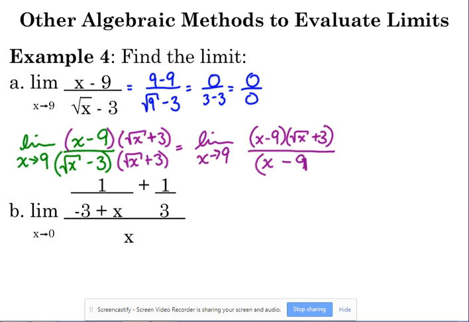So check out what just happened. We have the exact same factor that we had in the numerator, and guess what? That gets rid of our quote-unquote problem. 9 is no longer an issue for us, so at this point we can plug in 9. This is all we've got left, the square root of x plus 3. So the square root of 9 plus 3, the square root of 9 is 3, so 3 plus 3 is 6.